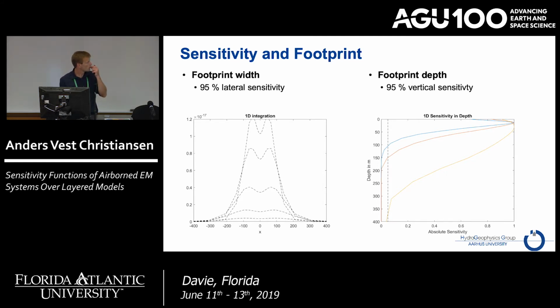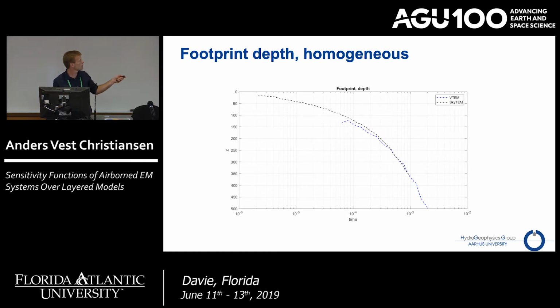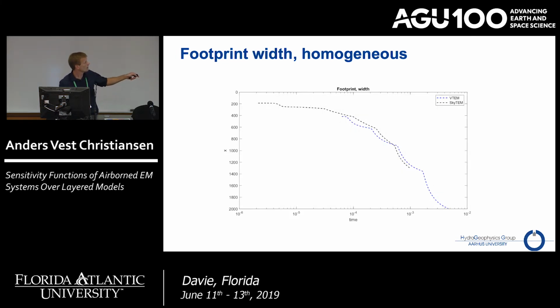Okay, so this plot is the footprint depth for the homogeneous half space, comparing VTEM in blue and SkyTEM in black. As you can see, on a homogeneous half space, what matters is, one, how deep you go matters with the last gate, and how shallow you go matters with the first gate. Not totally surprising, I would say.